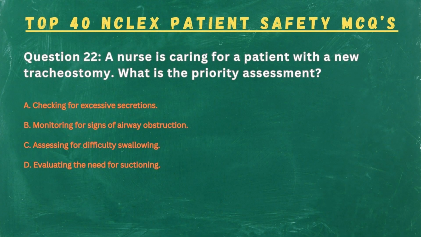Question 22. A nurse is caring for a patient with a new tracheostomy. What is the priority assessment? A. Checking for excessive secretions. B. Monitoring for signs of airway obstruction. C. Assessing for difficulty swallowing. D. Evaluating the need for suctioning. Answer: B. Monitoring for signs of airway obstruction.